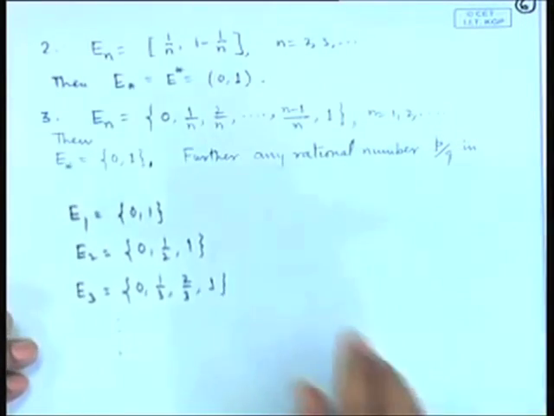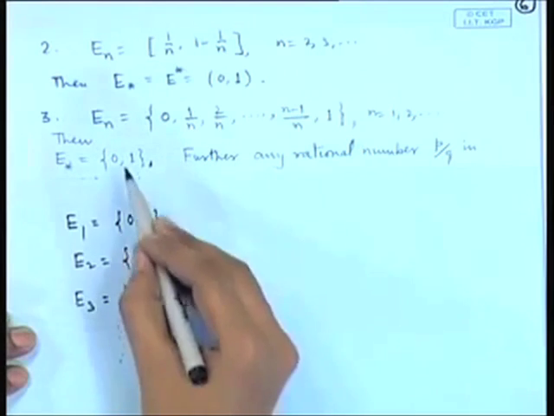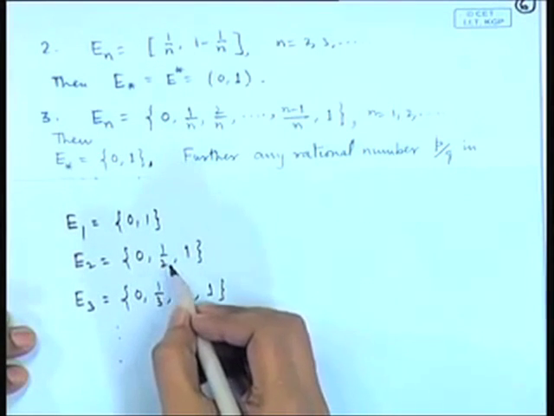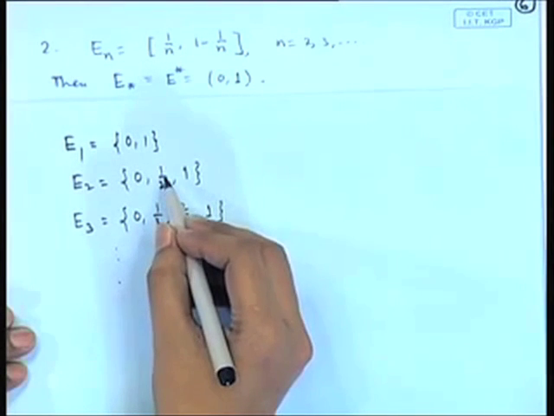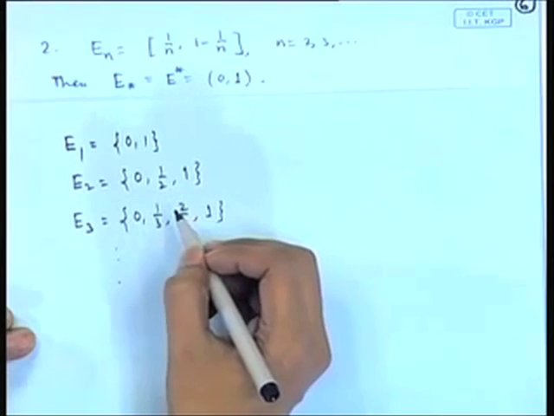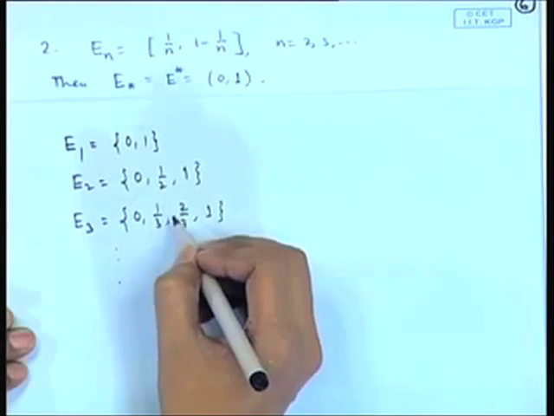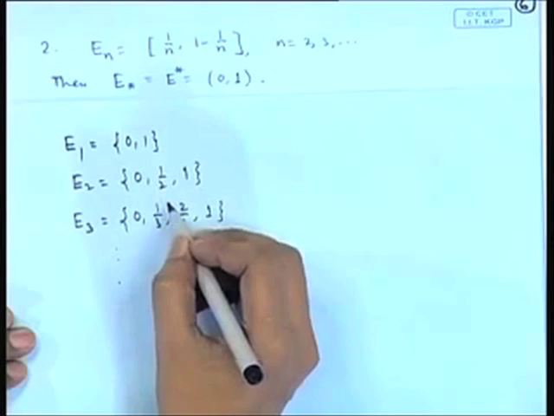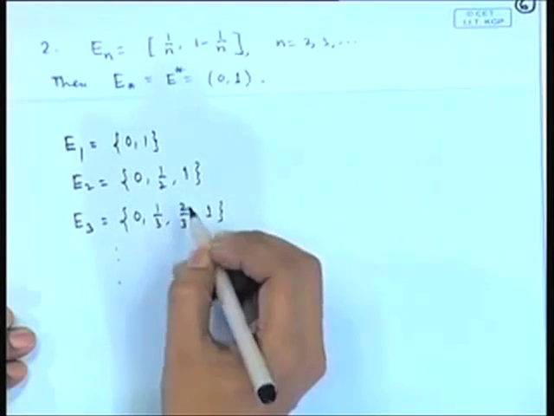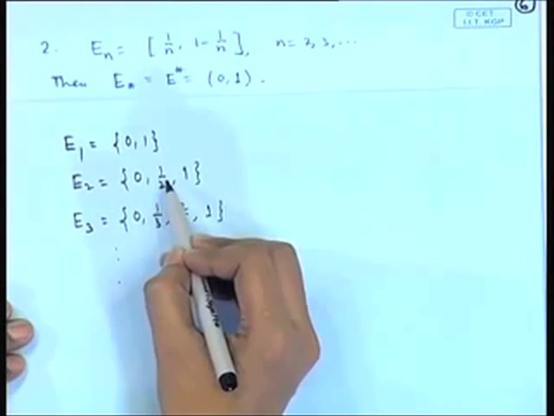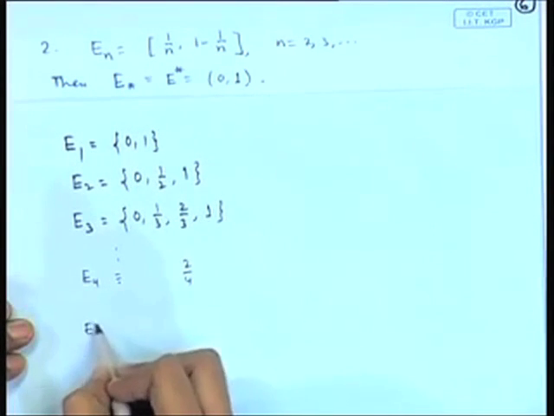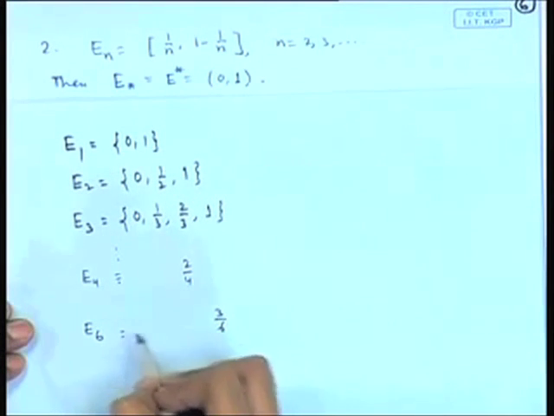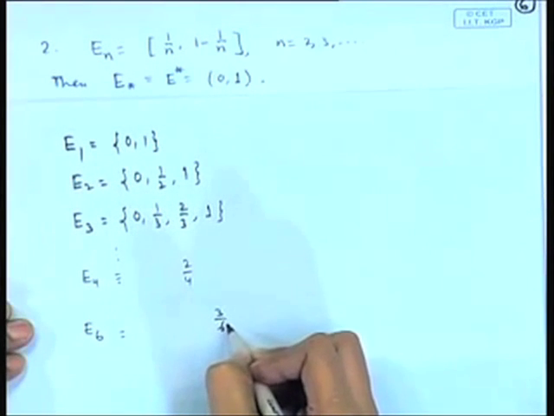Therefore, E lower star, that is the limit infimum, must contain the points 0 and 1. Now we say that no other element of the form P by Q can belong to all the sets En even after a certain stage. For example, the point half will belong to E4 because 2 by 4 will come. It will belong to E6 because 3 by 6 will come. So it will belong to infinitely many sets, but it will not belong to all but finitely many.